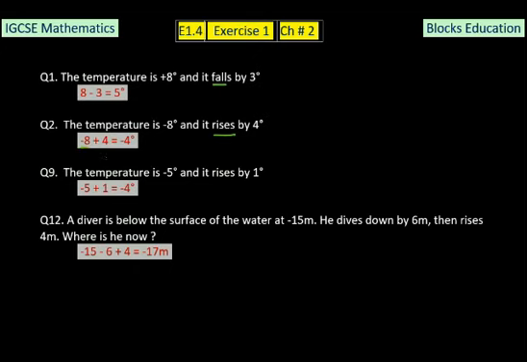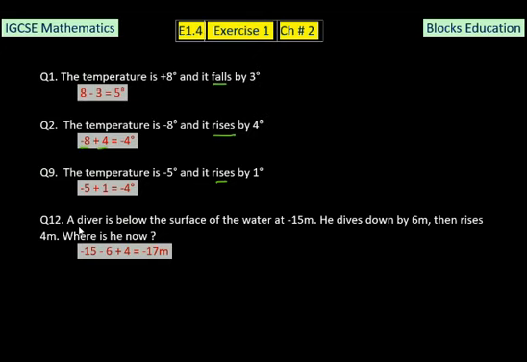Now guys, see here, minus 8 and plus 4. It means that you have to subtract. So 8 minus 4 is 4, and the sign is negative because the bigger number has a negative sign. In question number 1, 8 minus 3 is 5, and it takes the positive sign because 8 is the bigger number which has a positive sign. In question number 9, it says the temperature is minus 5 degrees and it rises by 1 degree. See that rises. Once again, you have to add 1 to minus 5. So minus 5 plus 1 is minus 4. Once again, the sign is minus because 5 is the bigger number which has a minus sign.